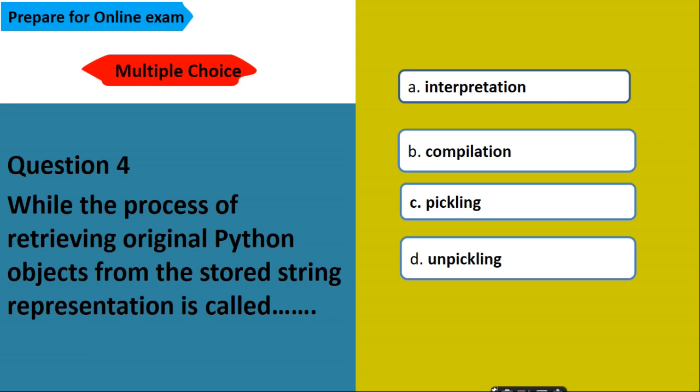While the process of retrieving original Python objects from the stored string representation is called. Options are interpretation, compilation, pickling, and unpickling. And the correct answer is D, unpickling. See, we are retrieving the original Python object from the stored string. So the answer is D, unpickling.